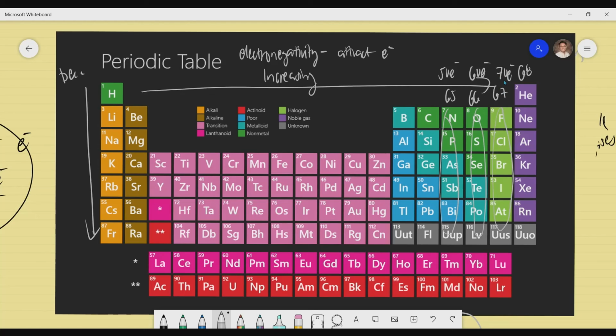Kasi 7 niya yun, no? Malapit na magwalo. Attract na yan ng electron, isa na lang. Okay, mga akit na talaga sila ng isang electron para magwalo. Okay? And in return, from top to bottom, that is decreasing. Now, why is electronegativity decreasing in terms of periodic trend?